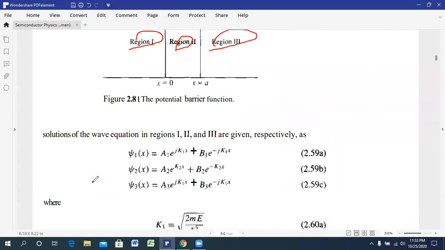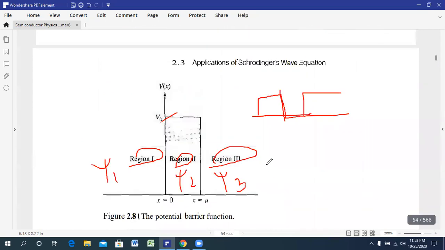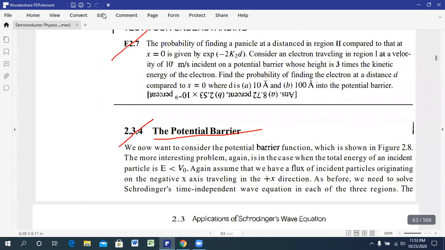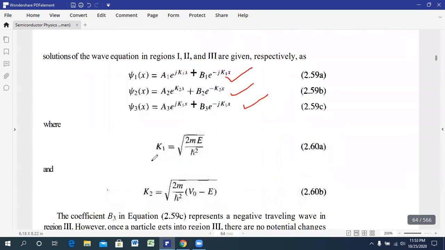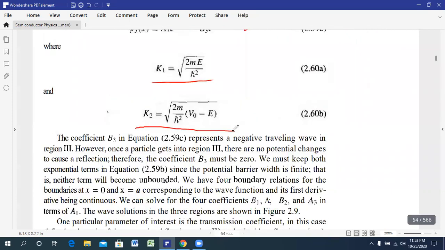In the same way, we can find the solutions for this. If we consider that this region is psi 1, this one is psi 2, and this one is psi 3, then using the same formula we can write down the solution like this. So this problem, or this article, is nothing but the accumulation of the previous problems. Then we will find that this one is the K1 constant because we have derived these things previously. This one is the K2 constant.